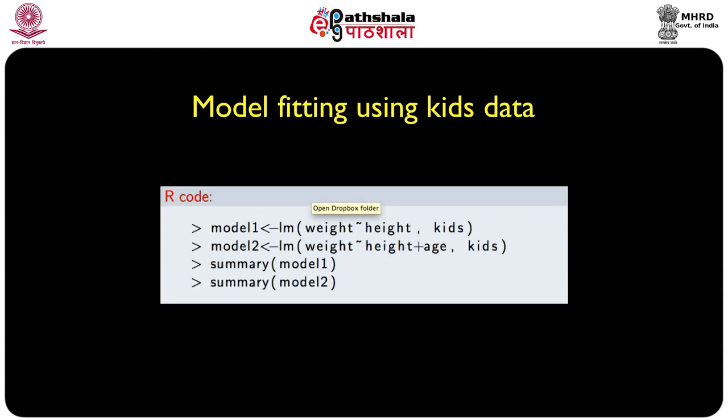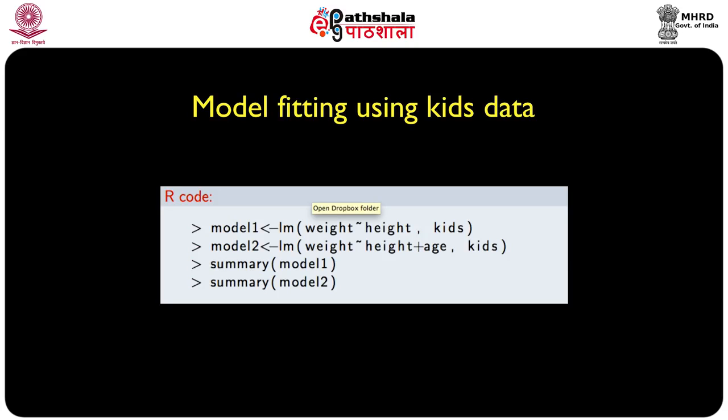So here is the R code for fitting the linear regression model to the kids dataset. For the first model, called model 1, we use the lm function in R to fit a model between weight and height, where weight is the response and height is used as the predictor variable.